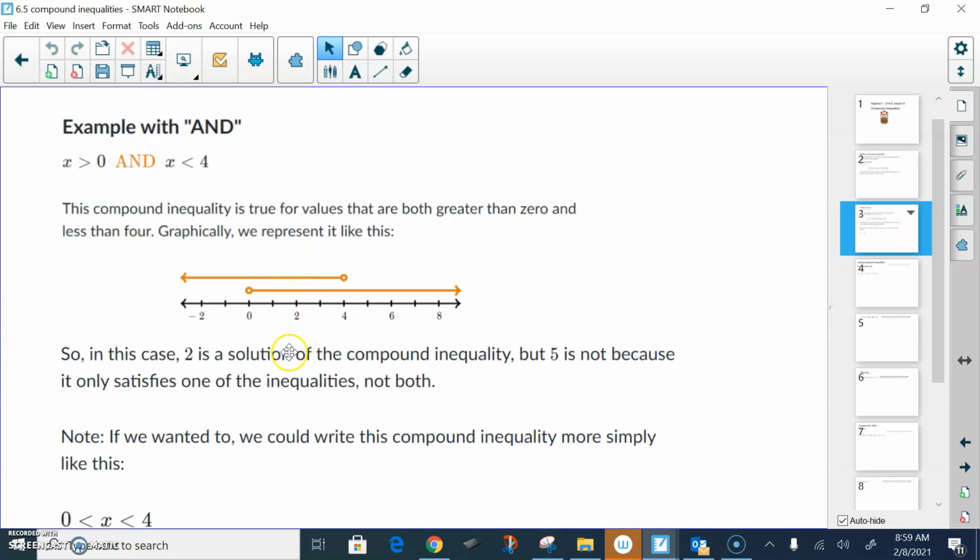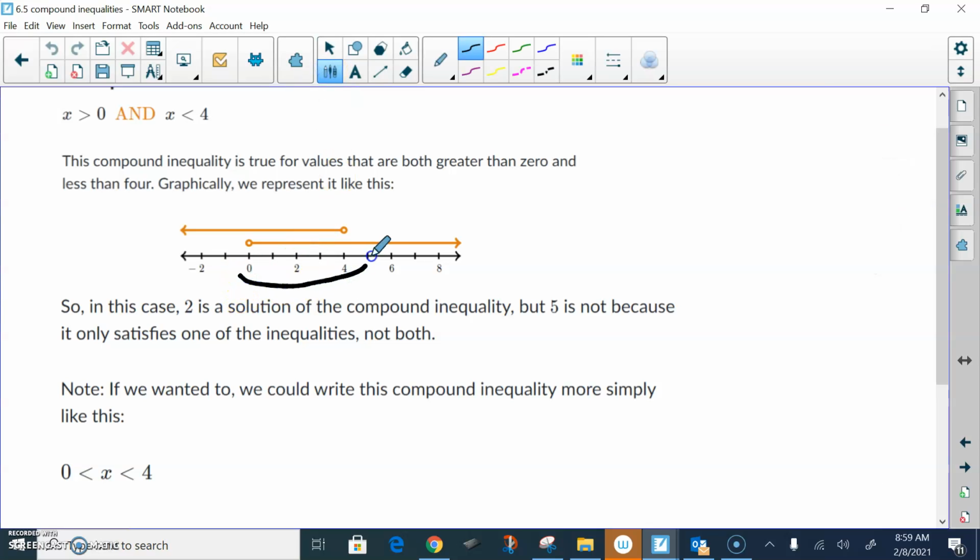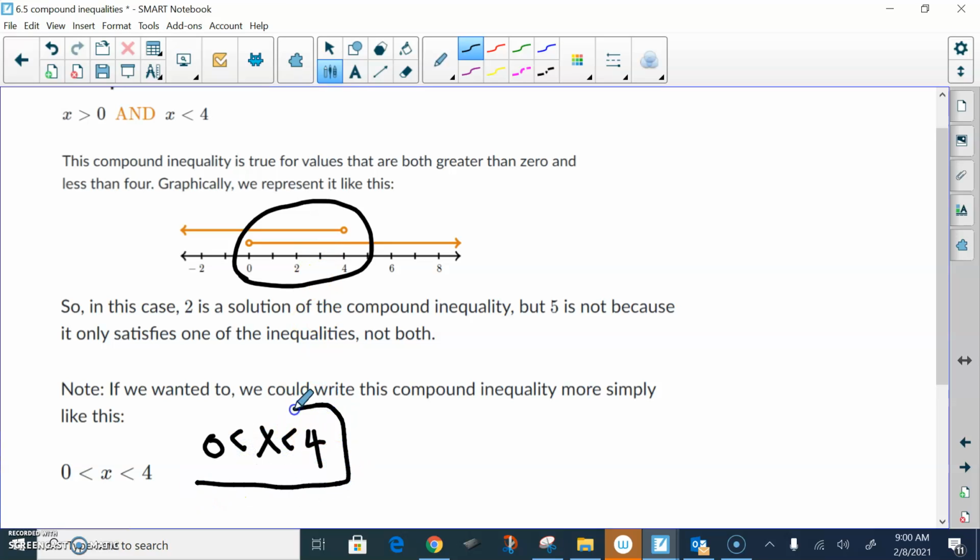What you can do is rename that section that's highlighted here. You can put x in the middle and say it has to be more than 0 but less than 4. Instead of writing two statements with an and between them, you can combine it into one.